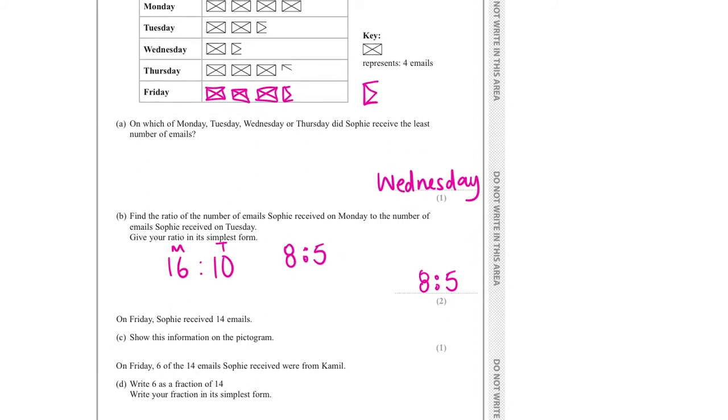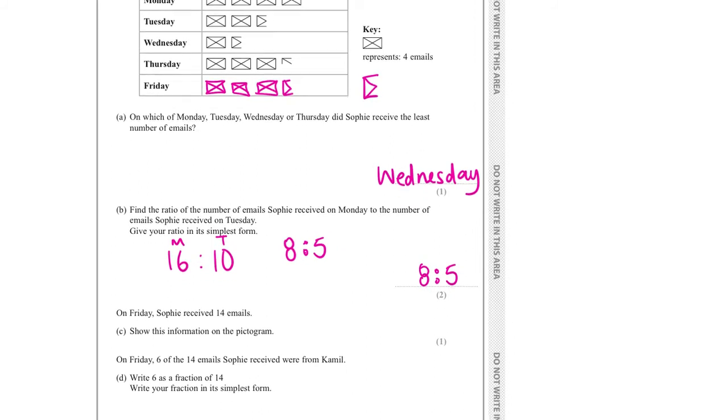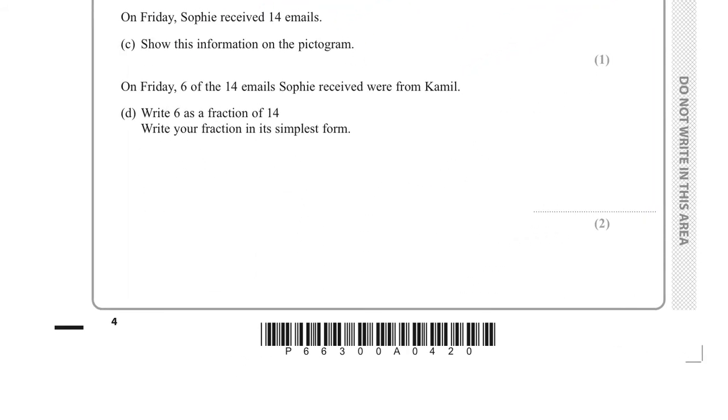Perfect. Then it says on Friday, 6 of the 14 emails Sophie received were from Kamal. Write 6 as a fraction of 14. Write it in your simplest form. So this is 6 out of 14. Is this simplified? How could we simplify this, making it equivalent? We could divide the numerator and the denominator both by 2, which gives me 3 over 7. Perfect.